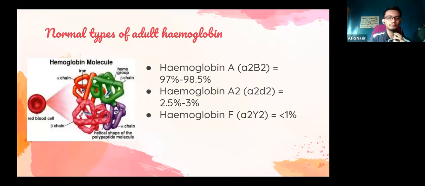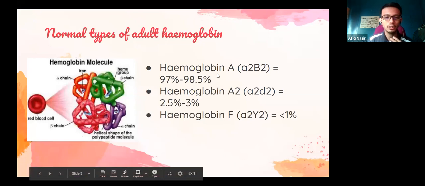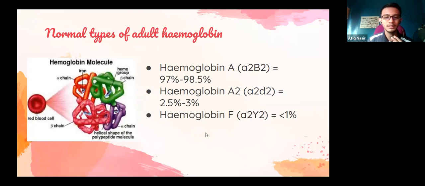Okay, before we dive even deeper, I think we should take a look at the normal types of adult hemoglobin first. So in a normal RBC, there are three major types of hemoglobin, namely hemoglobin A, hemoglobin A2, and hemoglobin F. Hemoglobin A contains alpha and beta globin chains, whereas hemoglobin A2 contains alpha and delta, and hemoglobin F contains alpha and gamma. And as you can see here, this is the composition of the hemoglobins in the RBC, hemoglobin A being the most.